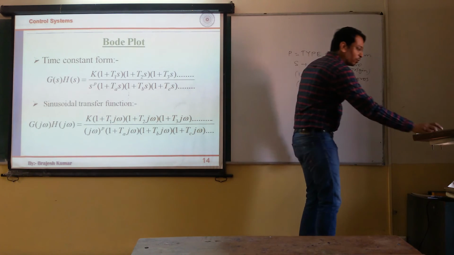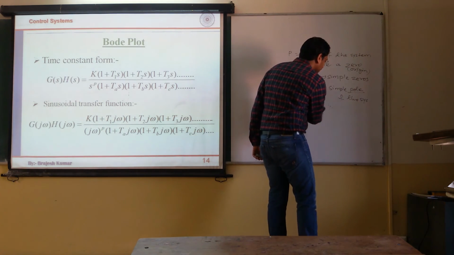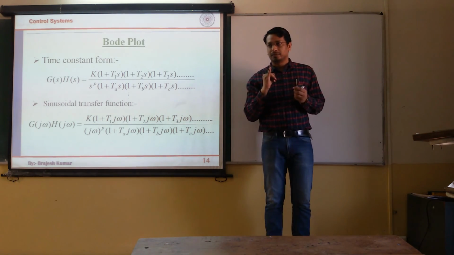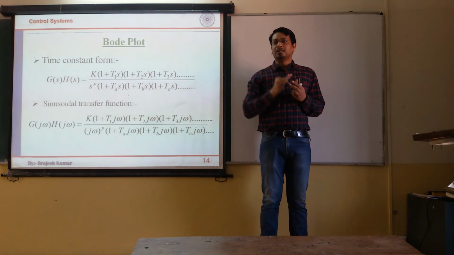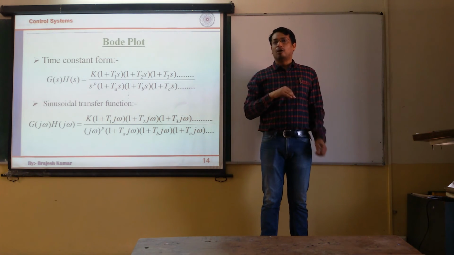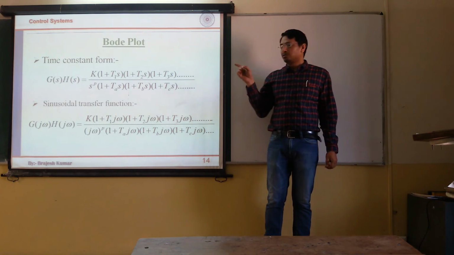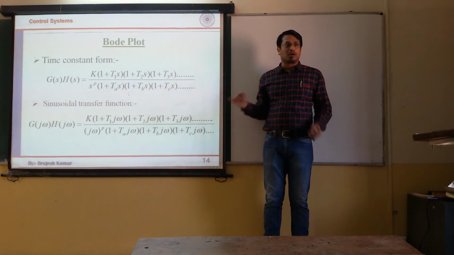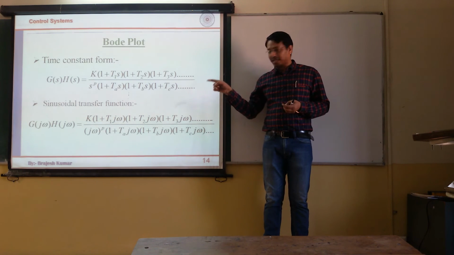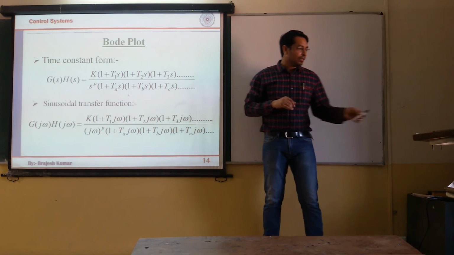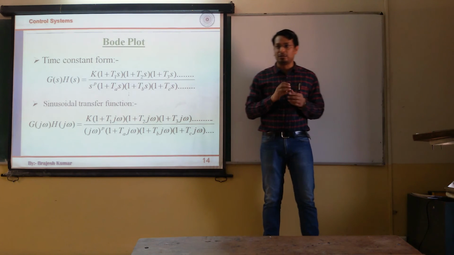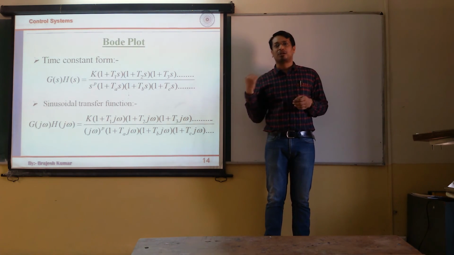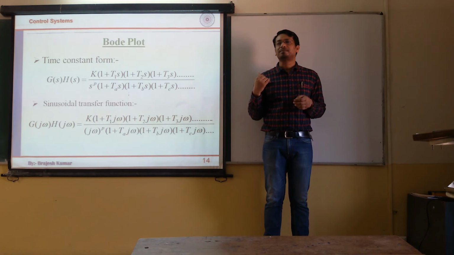So please note that we are actually interested in the magnitude of gain and the phase angle of this open loop transfer function. There are many constituents in this term. It will consist of a gain K. Gain K is going to contribute to the magnitude plot and also to the angle plot. What will be the angle contribution by this gain K? Can anybody say?